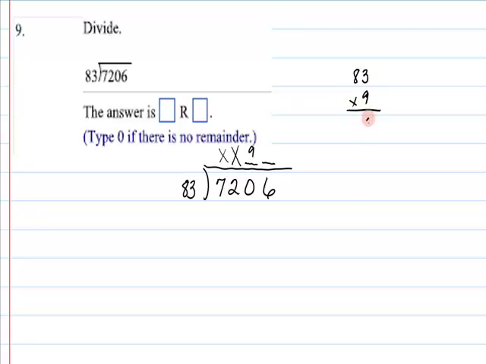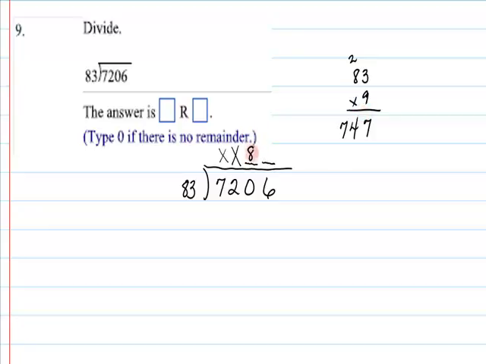9 times 3 is 27. Carry the 2. 9 times 8 is 72, and 2 more is 74. Oh, that's way too big. If I put 747 down here, that's too big. Okay, it did not go in 9 times. It was just a guess.